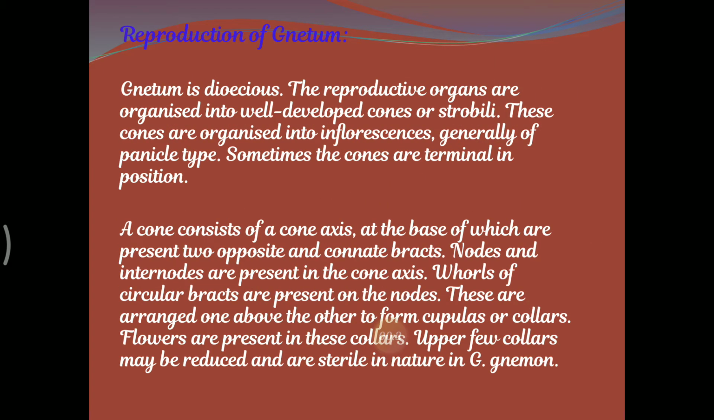Coming to the reproduction, it is a diploid sporophytic plant body. It is dioecious in nature. The reproductive organs are organized into well-developed cones, also called strobili. These cones are organized into inflorescences, generally of panicle type. Sometimes the cones are terminal in position.